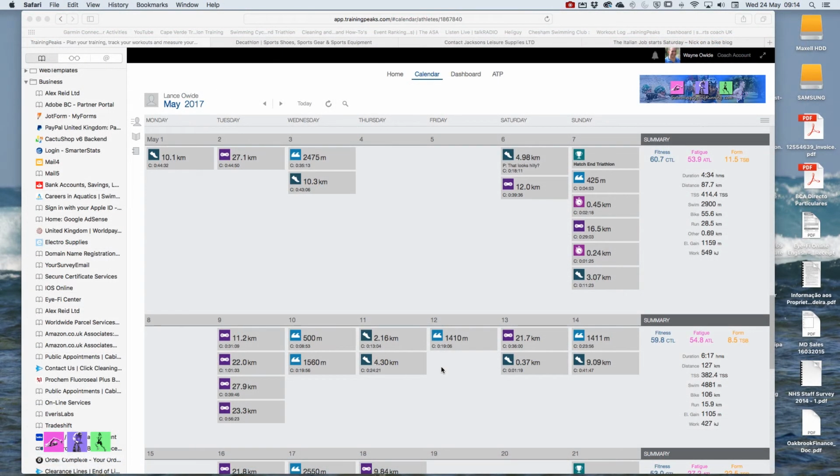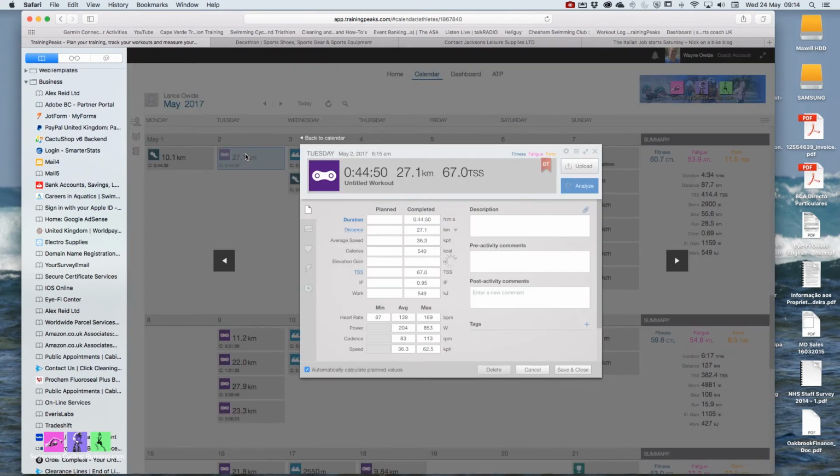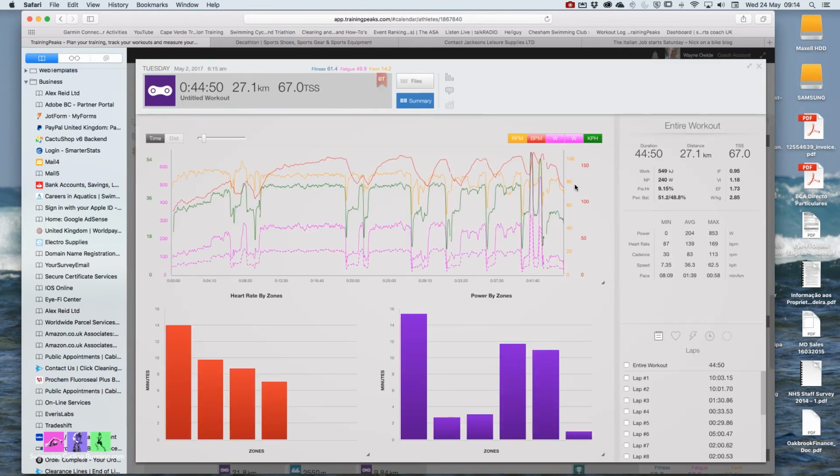So to take a closer look and explain the relationship between heart rate and power a little bit easier, we're going to take a look at my son Lance's training, something that he did on Tuesday the 2nd of May, which was a watt bike ride that he did for, as you can see here, 45 minutes in his lunch hour. So we're going to have a look at the graphs that we can get from that.